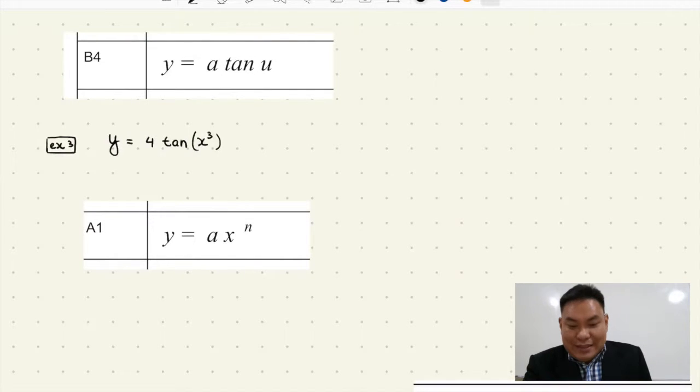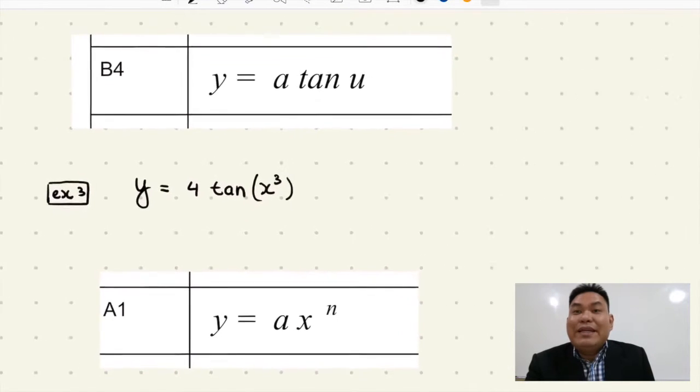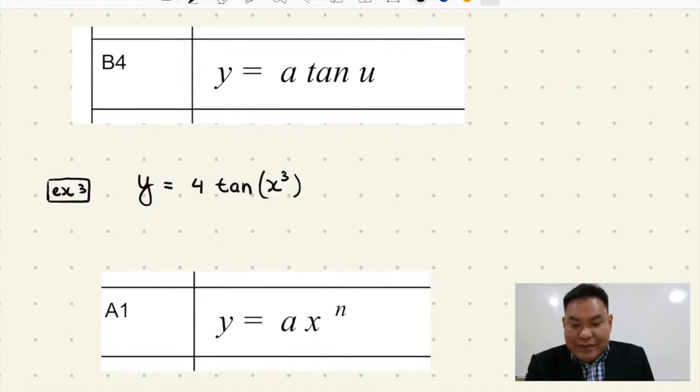Now it's example 3. In this example, I'm going to use a combination of formula B4 and A1. B4 is y equals a tangent u, which is suitable for this question. The question is y equals 4 tangent x cubed. In this case, u is x cubed.